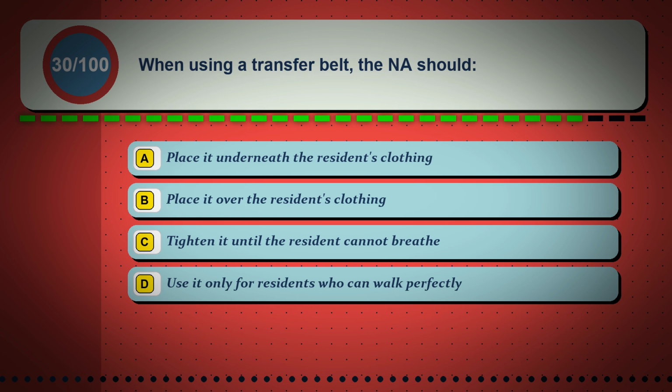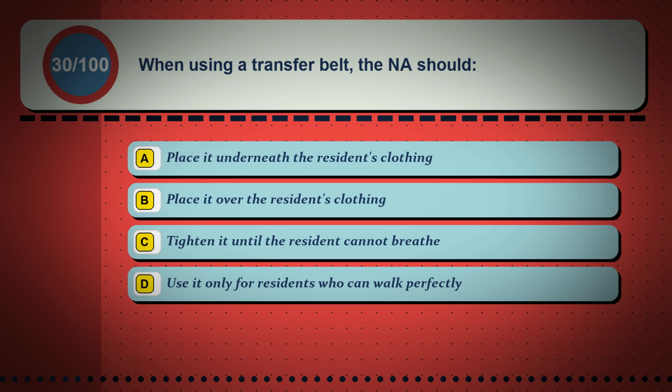Question 30. When using a transfer belt, the NA should: Option A. Place it underneath the resident's clothing. Option B. Place it over the resident's clothing. Option C. Tighten it until the resident cannot breathe. Option D. Use it only for residents who can walk perfectly.